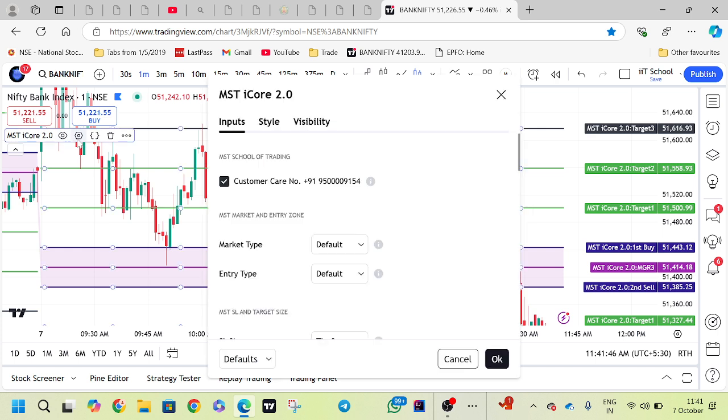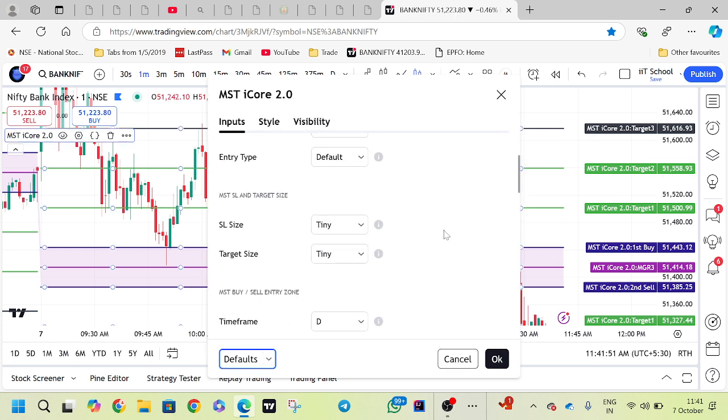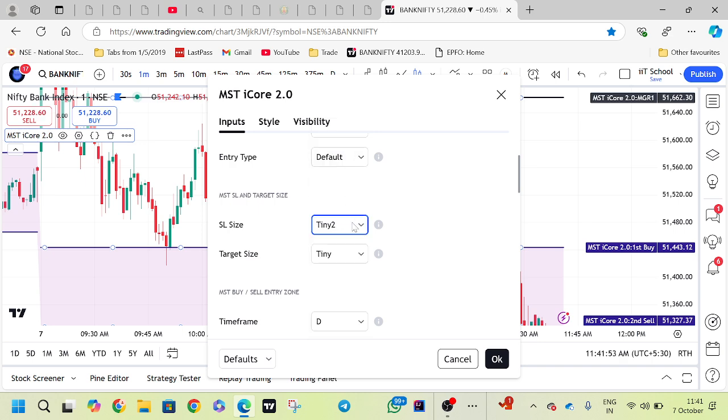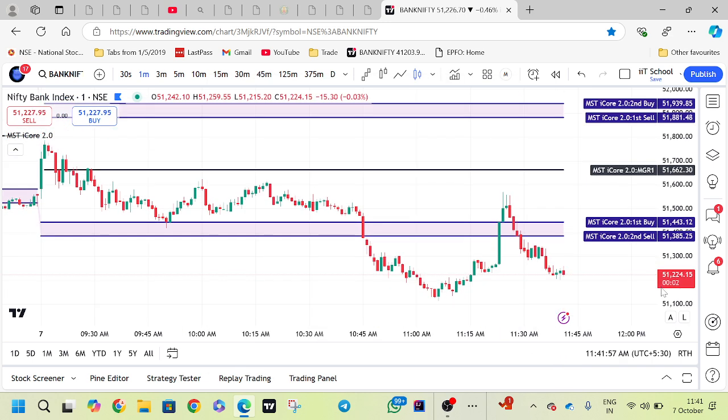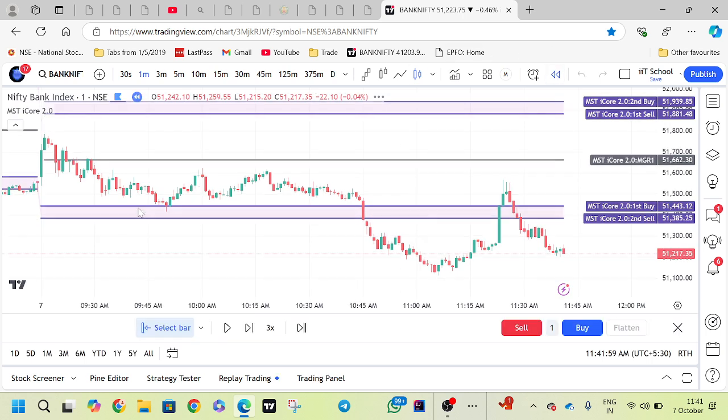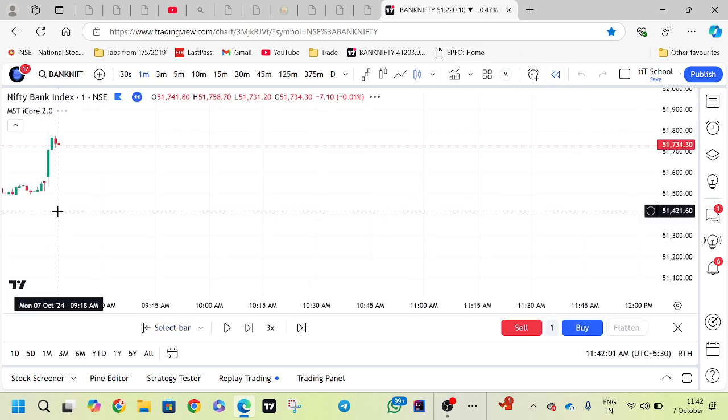If you don't trust me, I will go here, give reset settings, and reduce the stop loss and target. That's all. Buy activated. If you want me to do bar replay, I will do bar replay also.